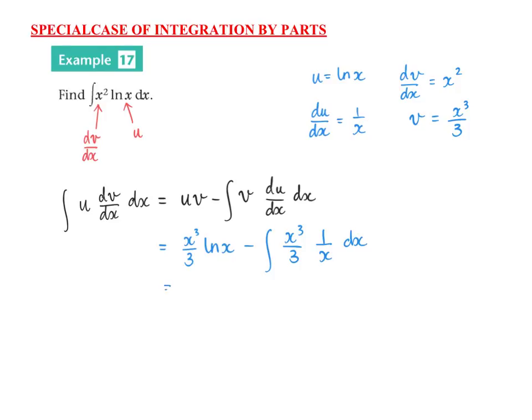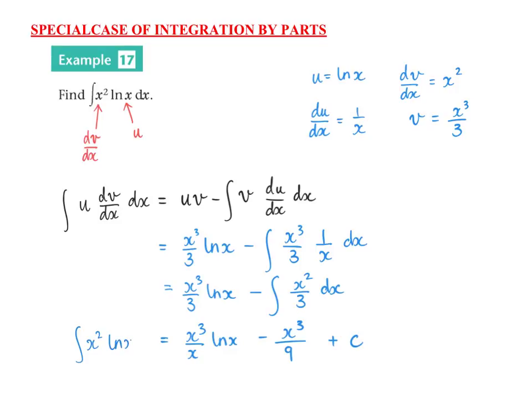So let's calculate this. So the first part doesn't change at all. And then we've got minus the integral, and if we tidy this up, we get x squared over 3 with integrate with respect to x. So our final answer is add 1 to the power, divide through by the new power, and then our constant of integration. So we can say that our original x squared ln x dx is that integral.